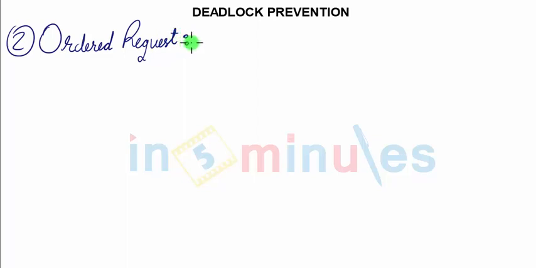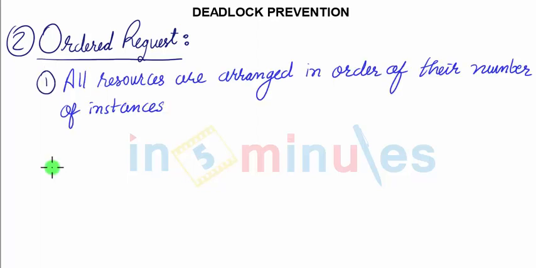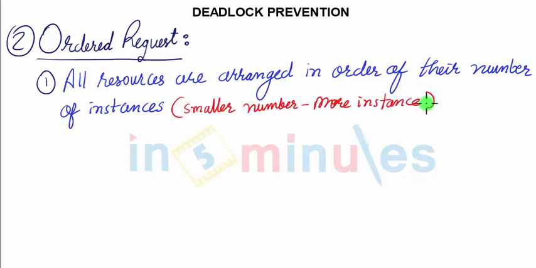Second thing in deadlock prevention is ordered request. Now what do you mean by ordered request? In this, there are few things which we need to understand. Number one, all resources are arranged in order of their number of instances. They will be arranged in such a way that smaller the number, more number of instances which we have.